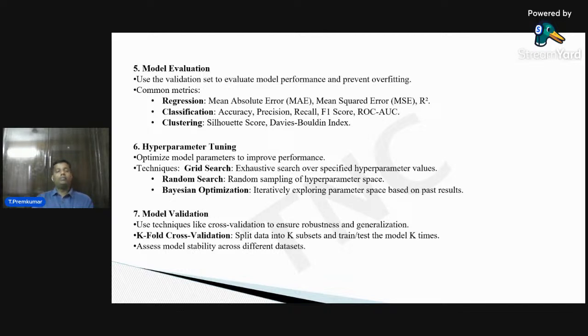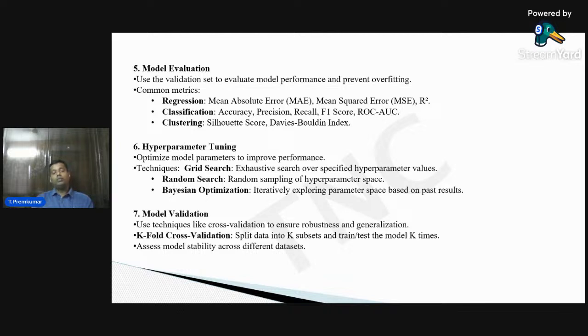The next one is hyperparameter tuning. Here, it is used to improve the performance. Purely, it is used for performance. The techniques used under hyperparameter tuning are grid search, random search, as well as Bayesian optimization.